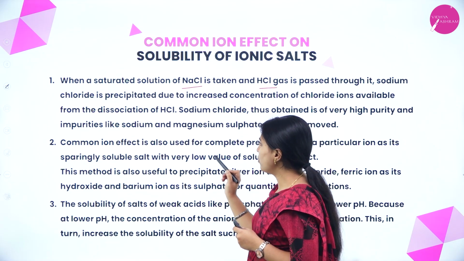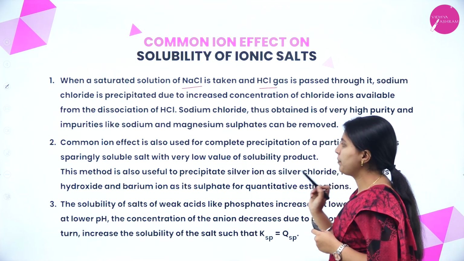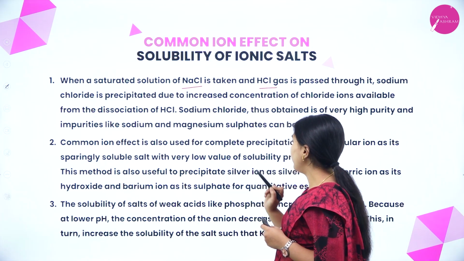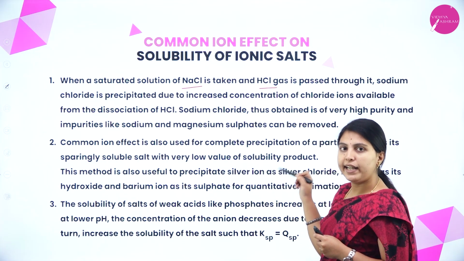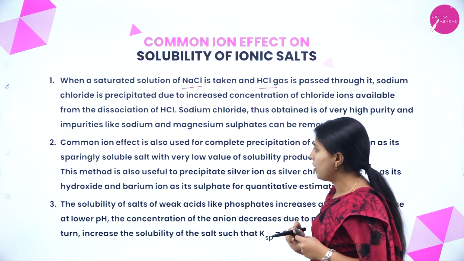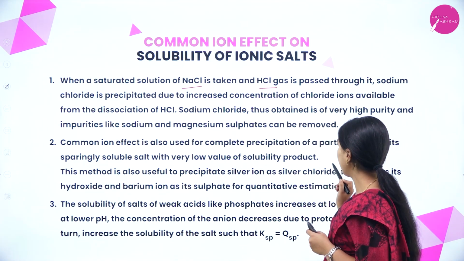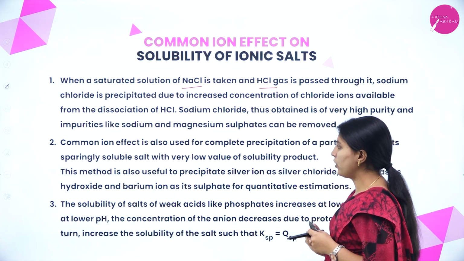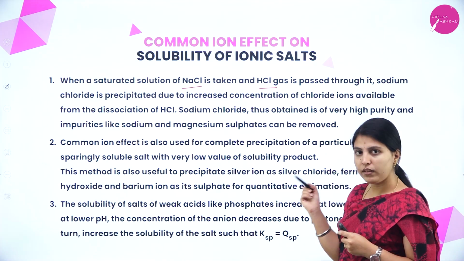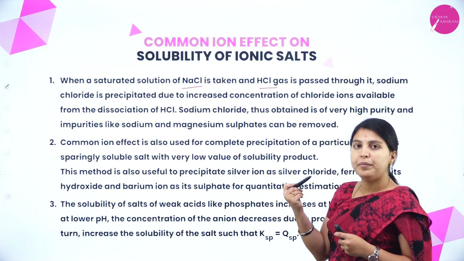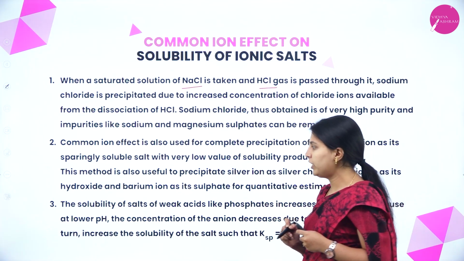Common ion effect is also used for complete precipitation of a particular ion as its sparingly soluble salt with a very low value of solubility product. The salt with the lower solubility product can be precipitated from one with a higher solubility product. This method is also useful to precipitate silver ion as silver chloride, ferric ion as ferric hydroxide, and barium ion as its sulfate for quantitative estimations. How it can form precipitation of a low solubility salt from a high solubility salt.